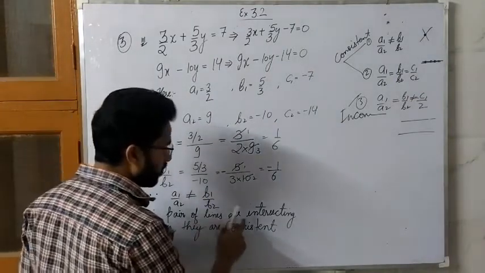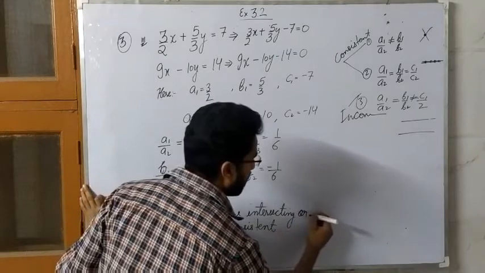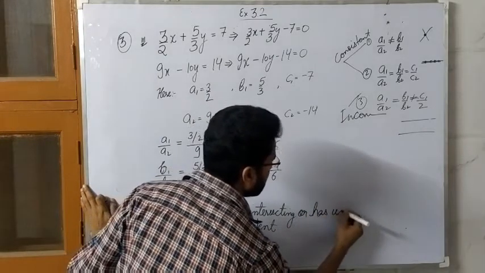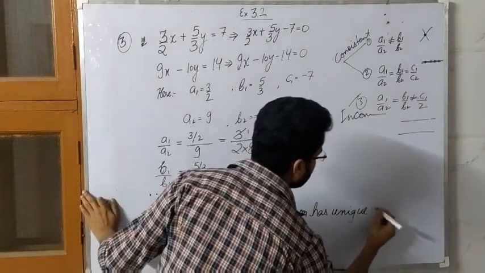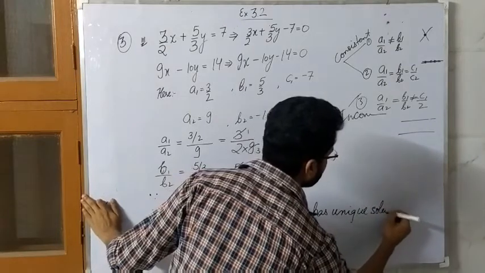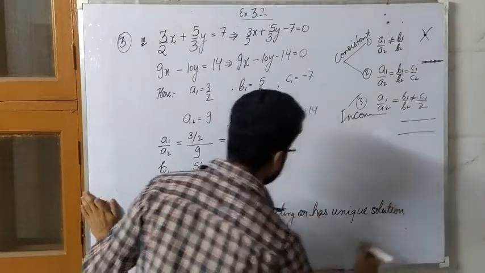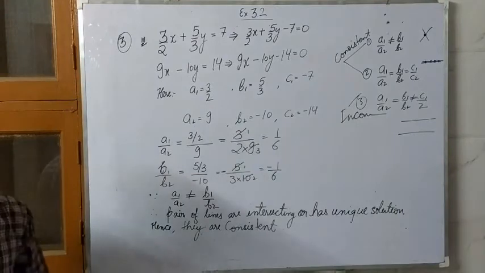You can write, and therefore pair of lines are intersecting or has a unique solution, right? This statement also you can write, or unique solution, right? So therefore they are consistent.